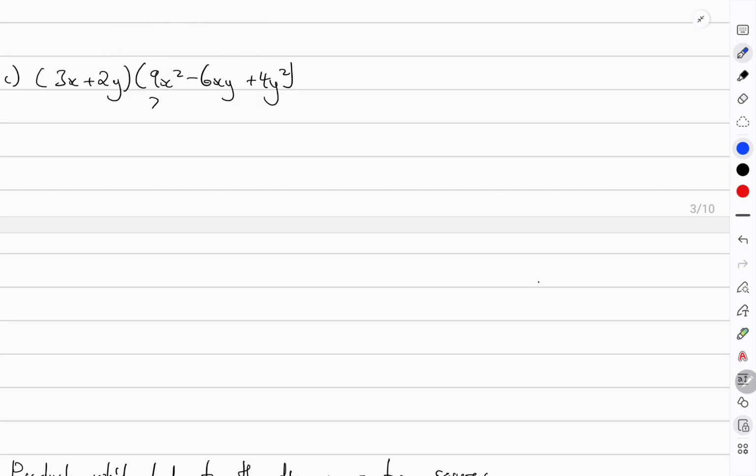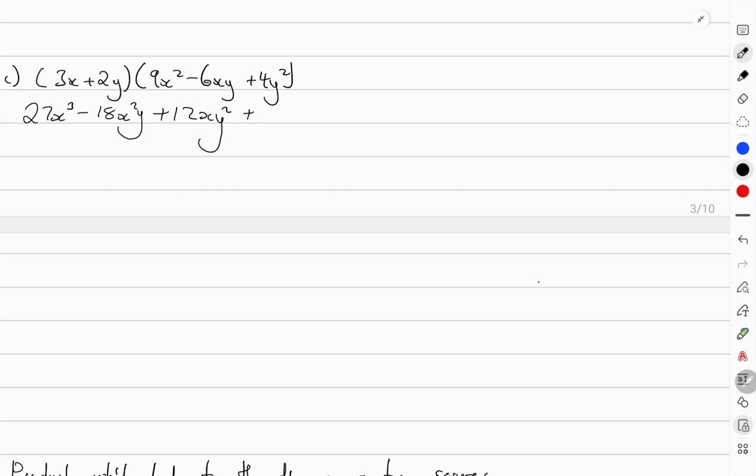Therefore, I'm going to have the 3x multiplying the 9x squared. I'm going to have 9, 18, 27, 27x to the power of 3. The 3x will multiply the negative 6xy. I'll have negative 18x squared y. The 3x will multiply the 4y squared. I'll have positive 12xy to the power of 2. I'm done distributing with the 3x. Now I am distributing with the 2y.